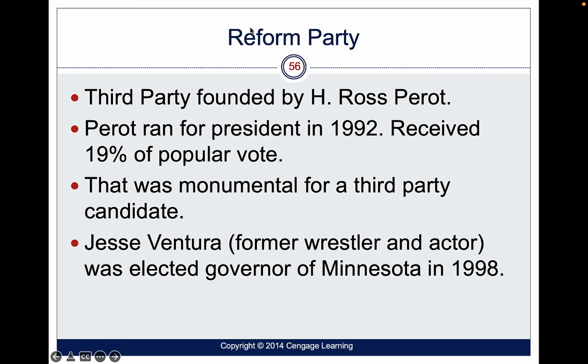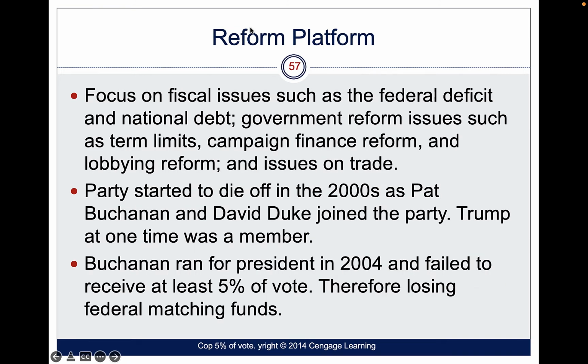They focused on fiscal issues such as reducing the federal deficit and debt, instituting term limits, reforming campaign finance and lobbying, and issues on trade. Unfortunately, the party started to die off in the 2000s as people such as Pat Buchanan and David Duke joined the party, and at one time former President Trump was a member.